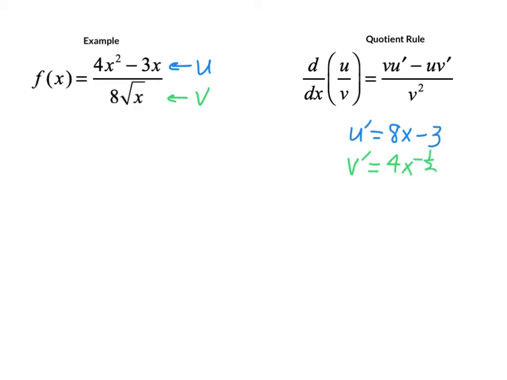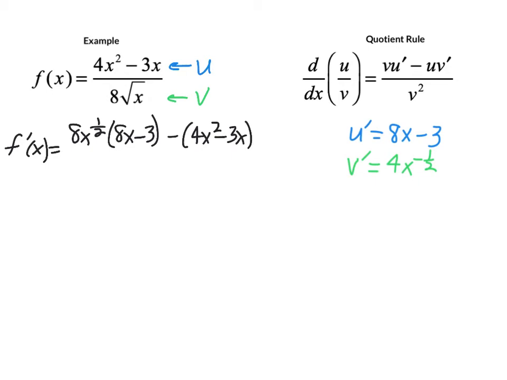So if we take that result and we put it into our quotient rule, then this is our result. 8x to the 1/2, and we may as well stay in rational exponent form here, times u prime, which is 8x minus 3, minus u times v prime, which is 4x to the negative 1/2, all divided by 8x to the 1/2 quantity squared.